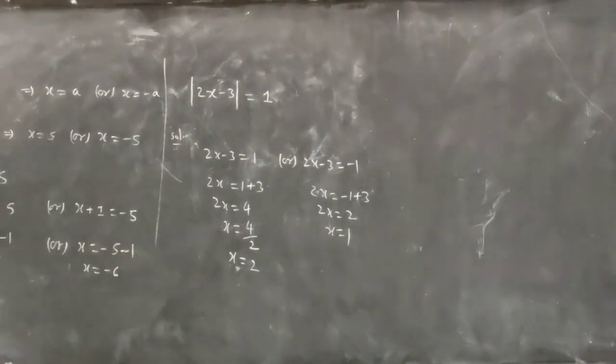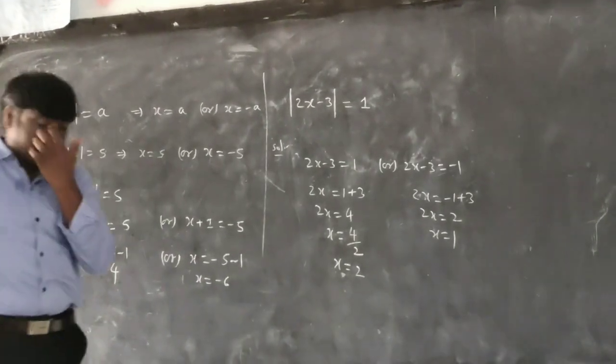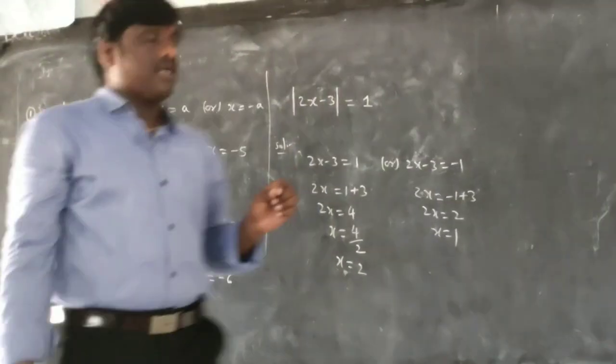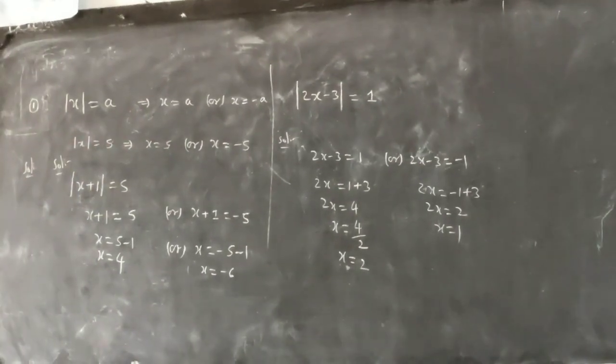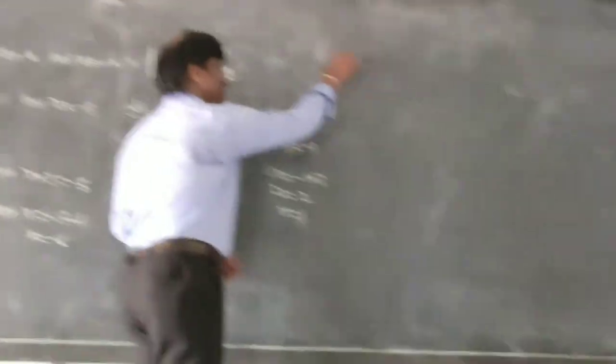So whenever you are using the modulus function, this is the first property that I am going to tell you. If mod x is equal to a, the answer will be x is equal to a or x is equal to minus a. Let us see a few more questions.